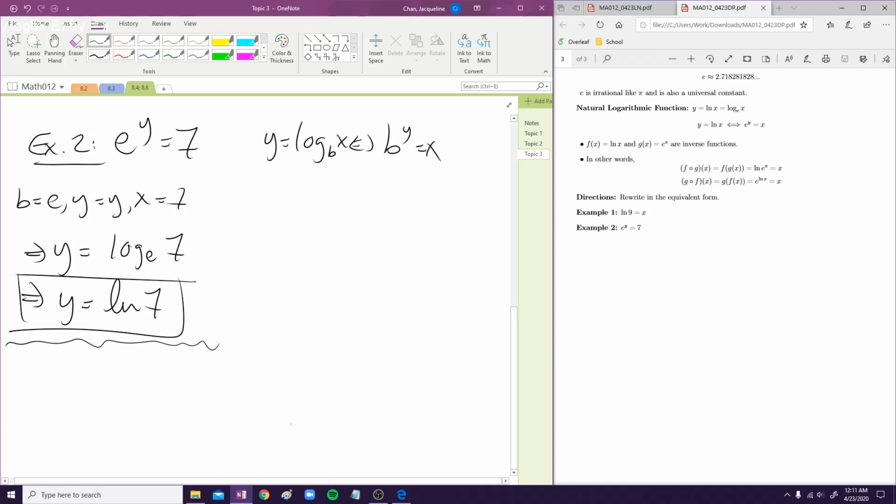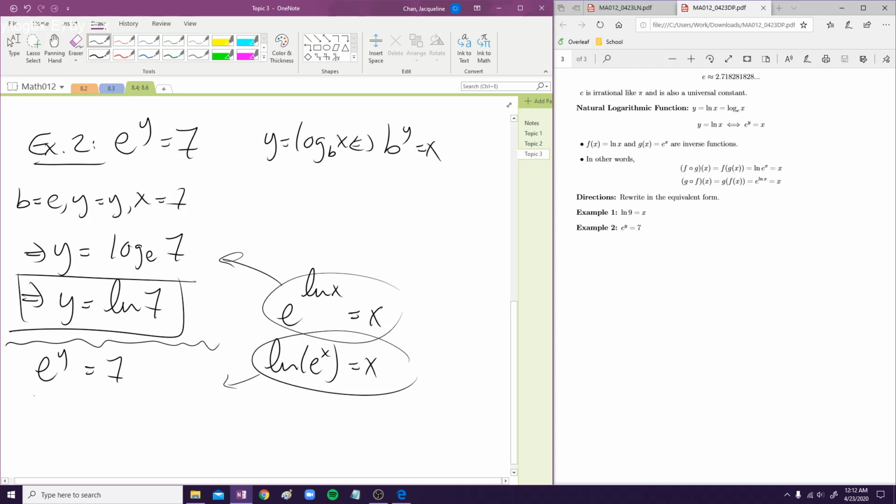Another way you can do this is if we have e to the y is equal to 7. We know e to the natural log of x is x, but we also know natural log of e to the x is equal to x. So we used this one for the previous example, and I'm going to use the other one for this example. So let's take the natural log of both sides. Sorry, I used this one for example 1.